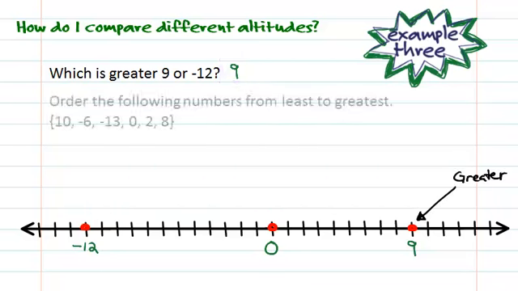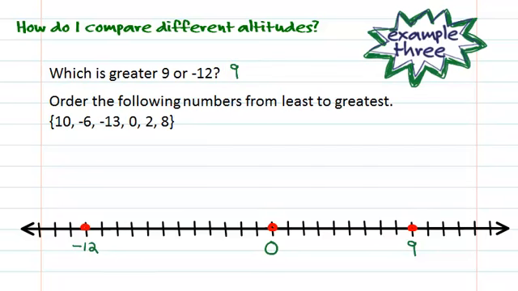Now, list the following integers in order. First, starting from 0, graph the number 10, which is 10 units to the right of 0. Now, graph -6, which is 6 units to the left of 0. Graph -13, which is 13 units to the left of 0, or 1 unit to the left of -12. Graph 0, which is already given to us, and graph 2, which is 2 units to the right of 0. Graph 8, which is 8 units to the right of 0, or 1 unit left of 9, because 8 is 1 unit less than 9.